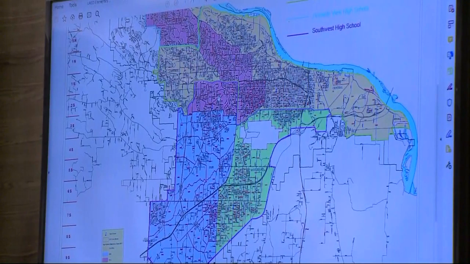And what that will do is it will increase the attendance at the new high school, but it also creates a balance then within all the rest of our campuses. The area to the very far northwest, I'll hit that and then go back to central.